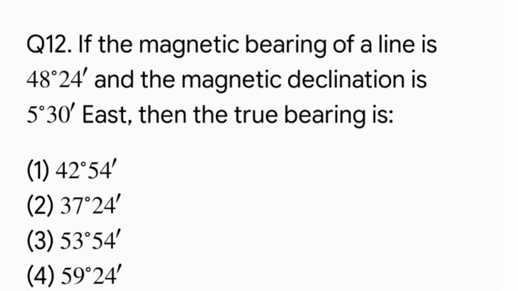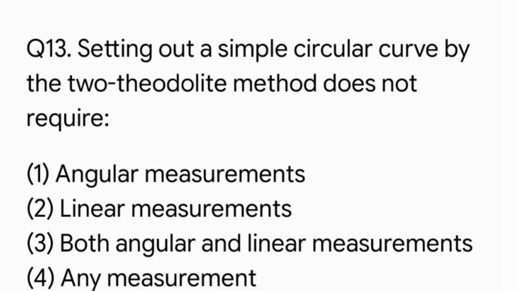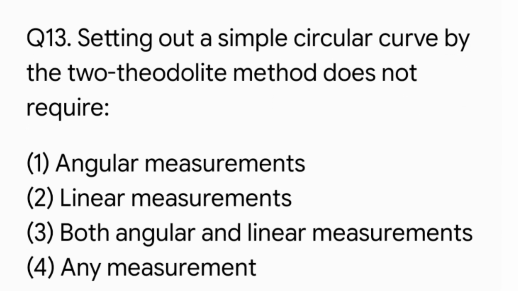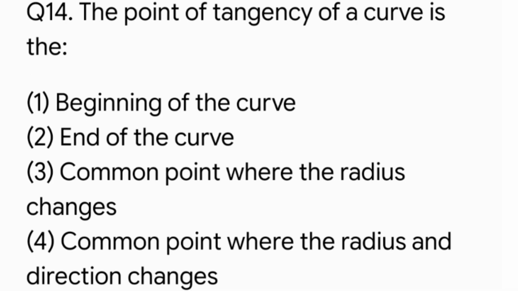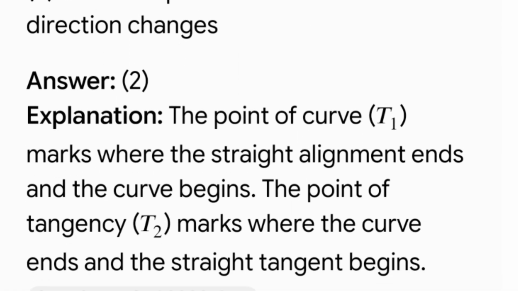Next question. If the magnetic bearing of a line is 48 degrees 24 minutes and the magnetic declination is 5 degrees 30 minutes east, then the true bearing is? Correct answer: 53 degrees 54 minutes. Next question. The setting out of a simple circular curve by the tangential offset method does not require? Correct answer: linear measurements. Next question. The point of tangency of a curve is? Correct answer: end of the curve.